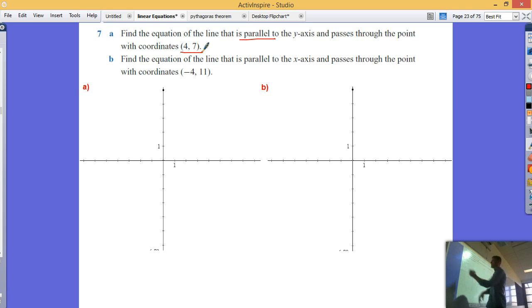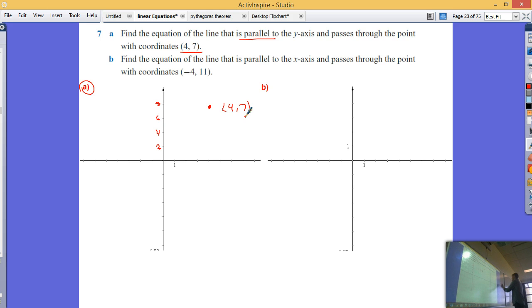So let me plot that on a Cartesian plane. 1, 2, 3, 4, and then going up. Oh, I'm going to run out of room. So let's say that's 2, 4, 6, 8. So 1, 2, 3, 4, 7 is going to be about there. Okay? Approximately. So there's the first point.